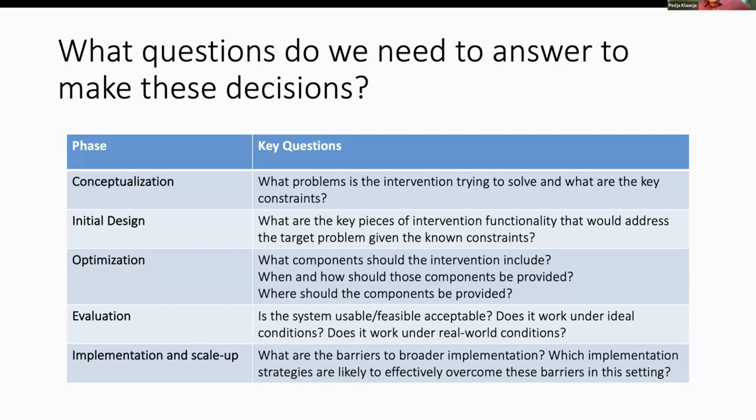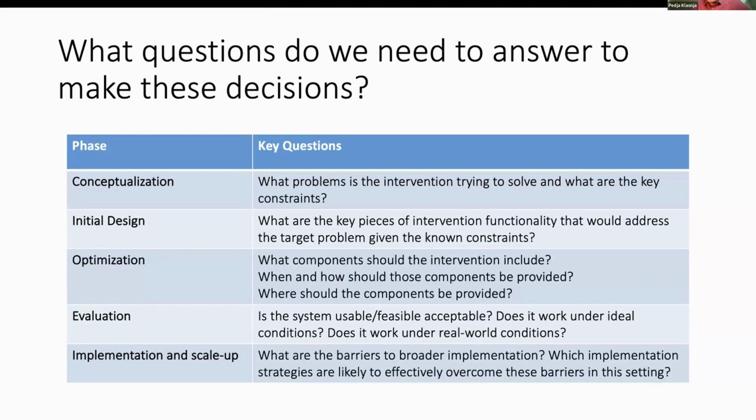And then at the level of evaluation, there's a spectrum of questions that we ask, from is this system usable and feasible, right? Does it work under an ideal condition? And then, of course, does it work in real world conditions? And then when it comes to implementation, often we're really coming back to this notion of conceptualization again, but now at the level of what does it mean to actually put this system into the real world? And so we again go back to often doing formative work to understand the barriers to implementation and thinking about what are the various kinds of implementation strategies that can be applied to bring this intervention into a fruitful life within the setting that you're trying to address.